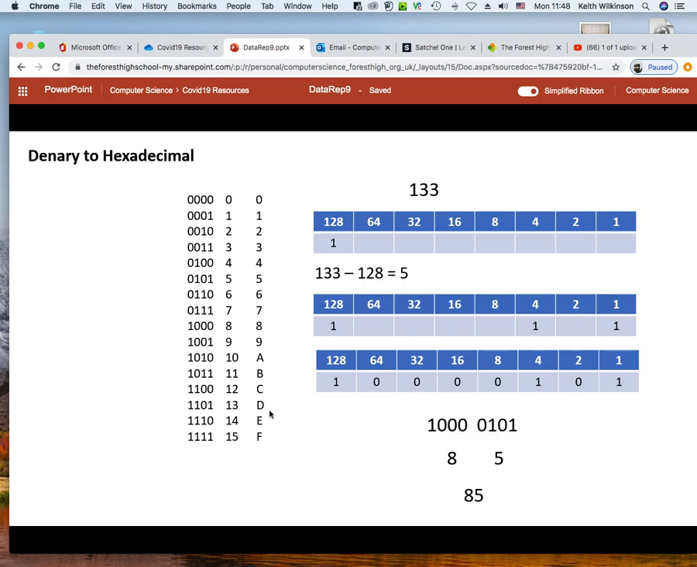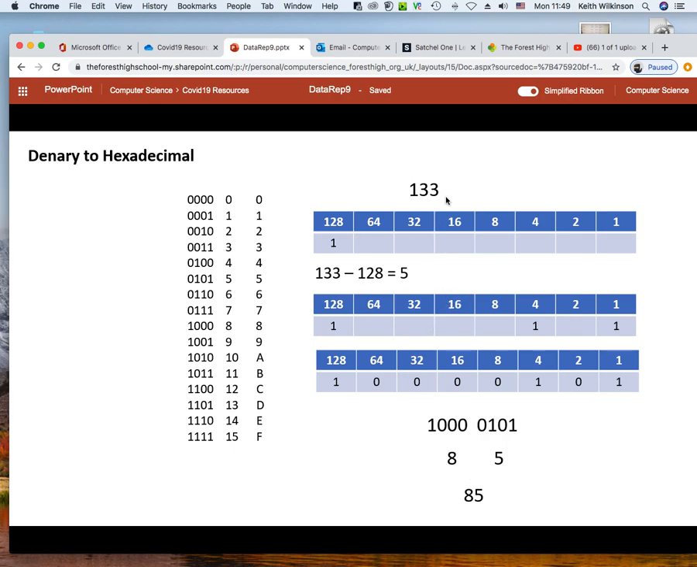I look in my columns for these patterns. So 1000 is 8. Oh, don't forget we're converting to hexadecimal. And 0101 is here, which is 5. So it's 8 and 5. Put them together, 8, 5. The problem is, as I mentioned before, you can make a mistake here by thinking that's eighty-five. It is not. It's eight-five.